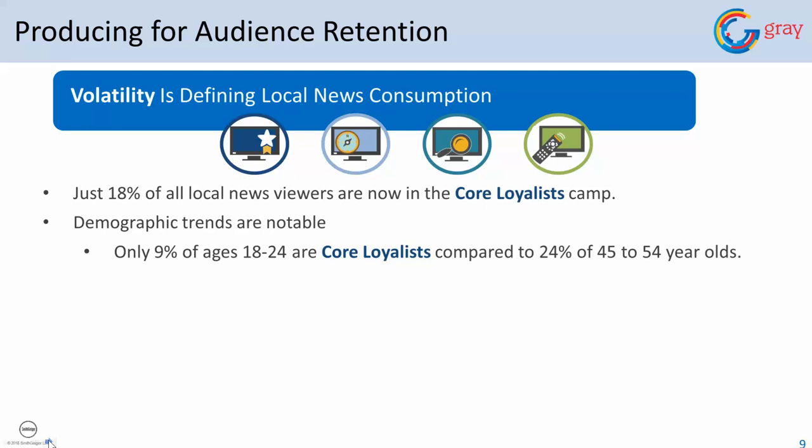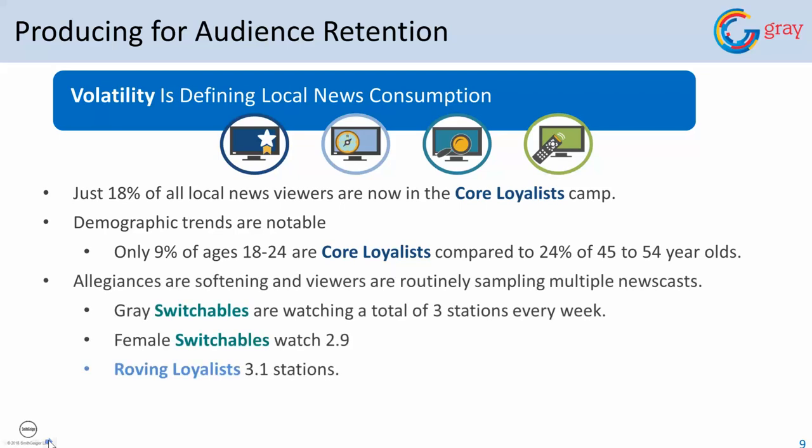As we talked about the demographics of this study, only 9% of people between the age of 18 to 24 are core loyalists, compared to 24% that are 45 to 54. So the older you are, the more likely you are to be a core loyalist. But overall, there's just not as many of them as we used to see.